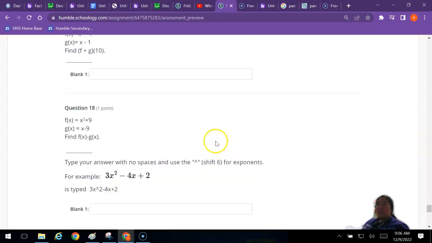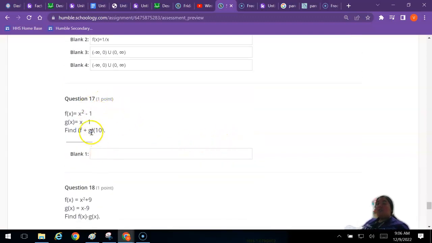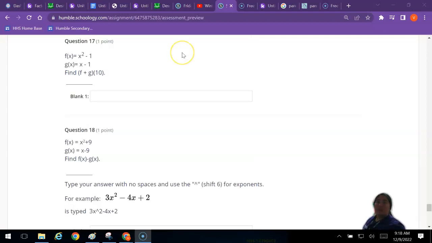So for these you have to use this value and plug it in here. So I'm going to show you how to do that. So we're going to look at question number 17 now. And I got these two equations, right? I got f of x equals x squared minus 1. I got g of x equals x minus 1. So what this says is find f plus g of 10. And you're like, what the heck is that?